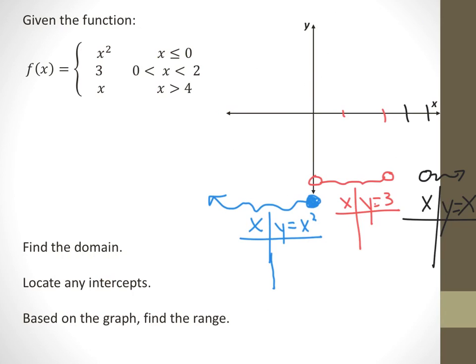Let's go ahead and find some x values to use and then find y values. Remember, what we're trying to do, we're trying to graph x squared everywhere here on the left, from 0 to the left. We're trying to graph y equals 3 from 0 to 2 in here. And then we're going to graph y equals x when x is greater than 4. So to do that, we're on this interval.